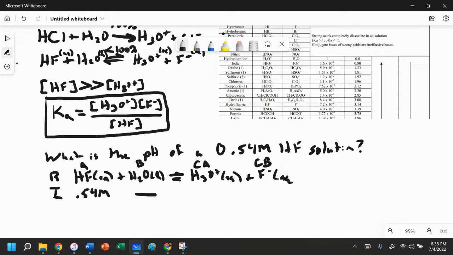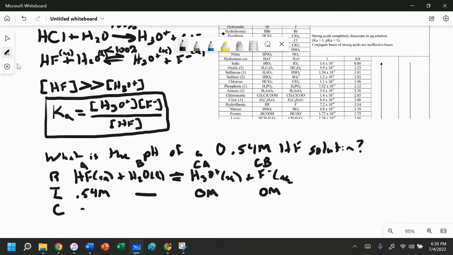Hydronium, there's always some hydronium in water, but if you recall, the concentration of hydronium in pure water is 1 times 10 to the negative 7. And 10 to the negative 7 is very, very small compared to 0.54. That's an order of magnitude of a million different. And so we are going to assume that the initial concentration of hydronium is 0 molar. Even though there's a small amount from the water, it's so small we can assume that it's 0. And then, of course, there's no fluoride initially right when I put the HF into the solution. So initially 0.